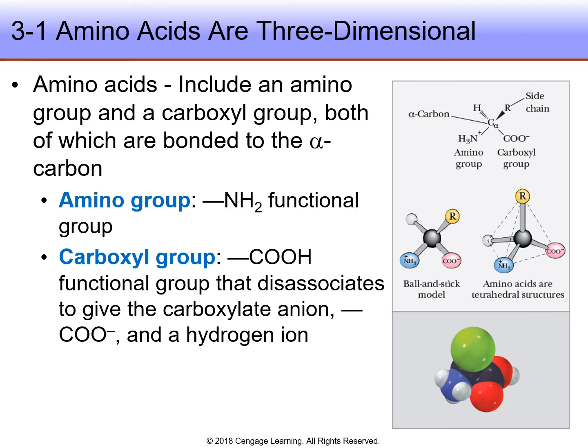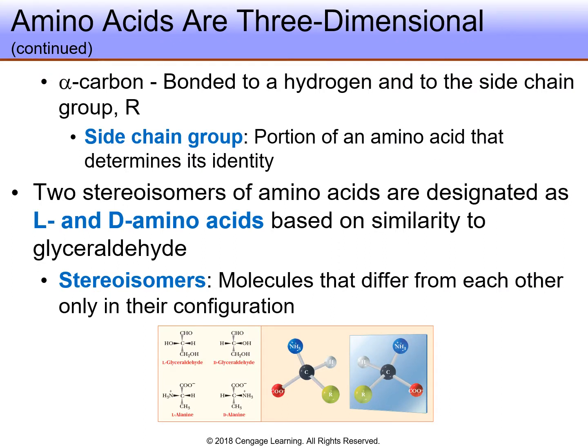Now the R group is the one that is different in all the 20 amino acids. So the R group determines the identity of your amino acids. So we have alpha carbon, as I said, side chain, and then the two-dimensional formula shown here can only partially convey the common structure of amino acids, because one of the most important properties of these compounds is their three-dimensional shape or stereochemistry.